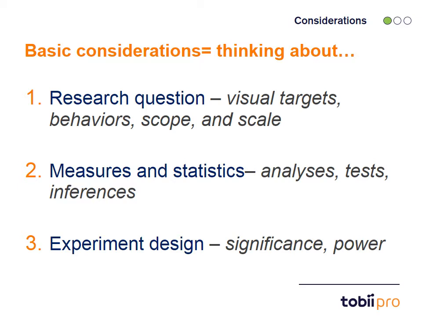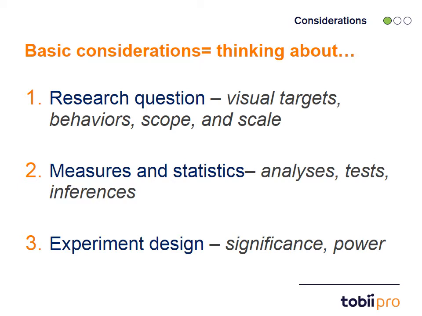Let's take a look at some of the basic considerations. This includes thinking about the research question. That involves the visual targets that you're going to be employing, the type of behaviors that you're going after, and the scope and scale of the study itself. Second point would be measures and statistics: what sort of analyses, tests, metrics, or inferences you want to make based on the data. And the third point is experimental design, so questions about significance and power as they relate to sample size, perhaps. So these are really all considerations that are basic to any empirical study.